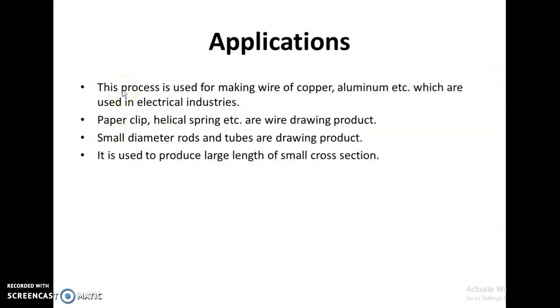So, applications of drawing. This process is used for making wire of copper, aluminum, etc. which are used in electrical industries. Paperclips, helical springs, etc. are wire drawing products. Small diameter rods and tubes are drawing products. It is used to produce large lengths of small cross section.